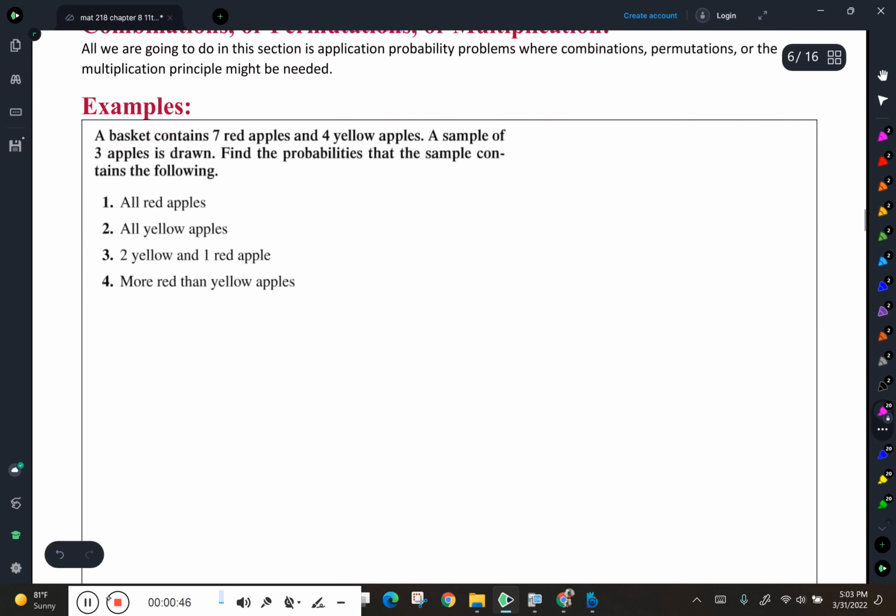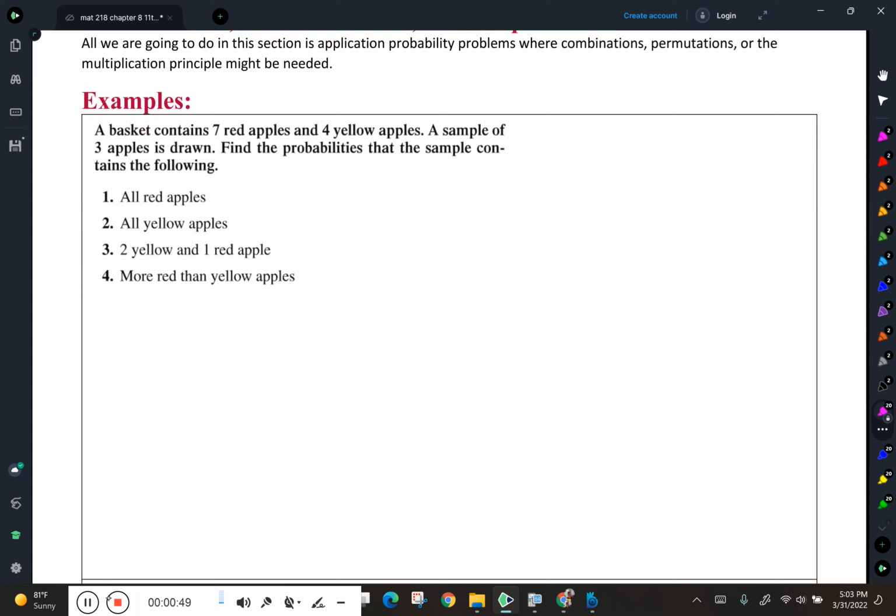Here we go. A basket contains 7 red apples and 4 yellow apples. A sample of 3 apples is drawn. Find the probability the sample contains the following. Our options are all red apples, all yellow apples, 2 red and 1 yellow, 2 yellow and 1 red, or more red than yellow apples. So I'll start with the first one, all red apples.